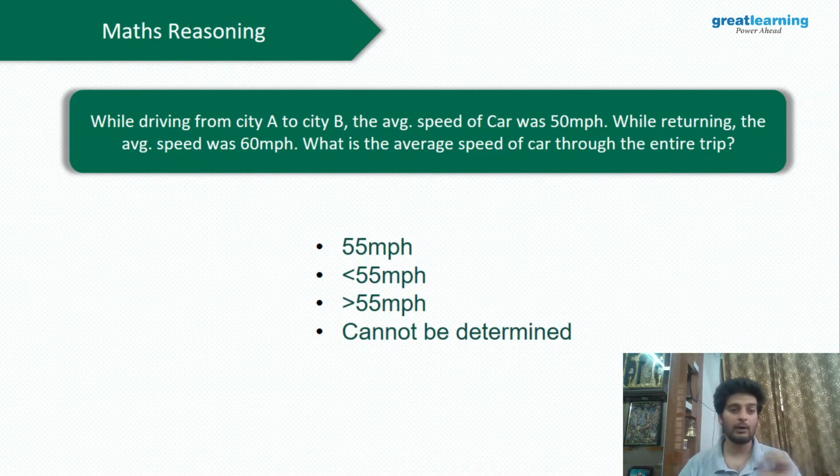So I'll just read out the question for you folks. While driving from city A to city B, the average speed of the car was 50 miles per hour. And while returning, the average speed was 60 miles per hour. What do you think is the average speed of the car throughout the trip?